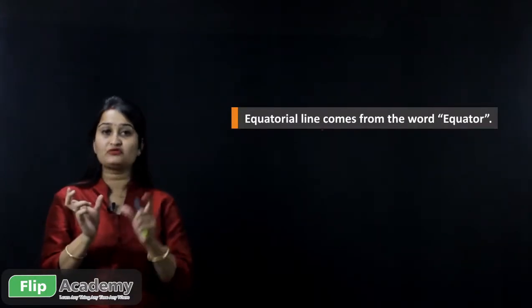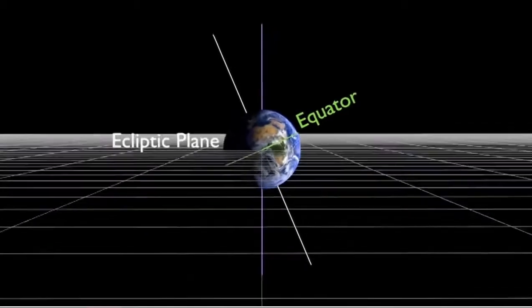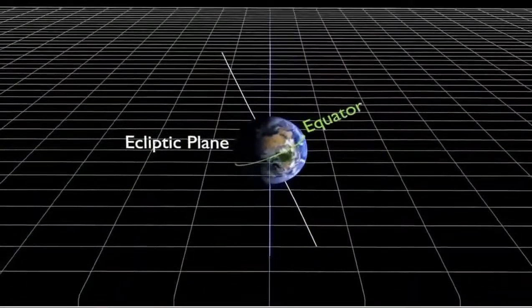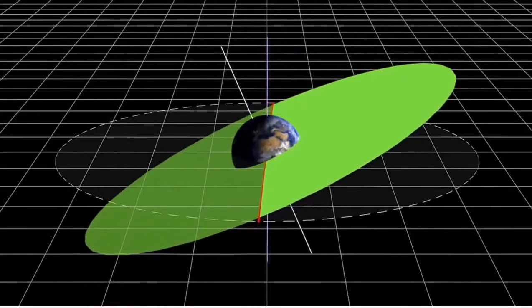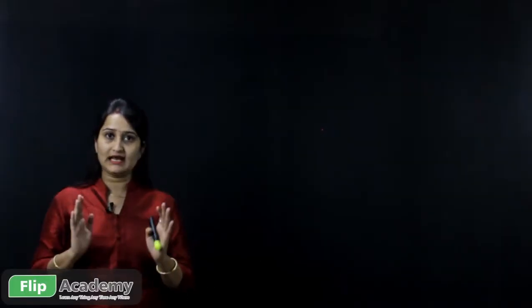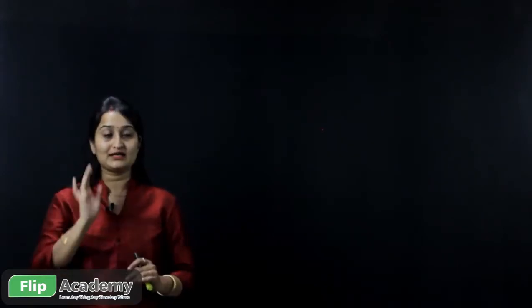The first point is that first let us understand what this equatorial line is. This line basically comes from the word equator. On the globe, you have seen the equator, it divides the earth into 2 equal parts. The same is applicable for the equatorial line also. In this condition, this equatorial line divides the electric dipole into 2 equal parts. That's why it is called the equatorial line.